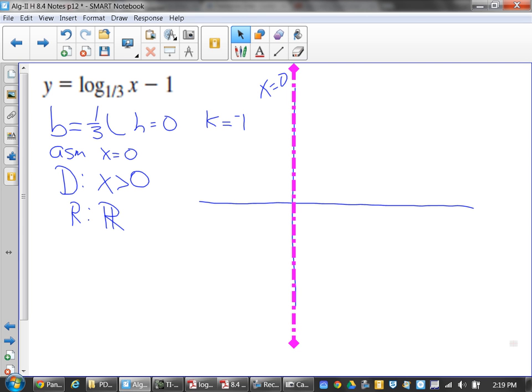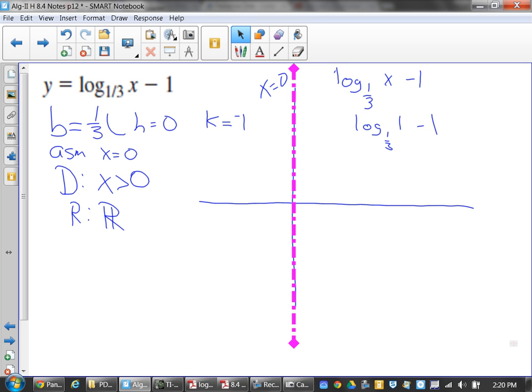Now I need to figure out ordered pairs. And this is where it gets weird. What I want to do is use my log rules. I want to pick a value of x here that makes it easy to use. If I use 1, if I use log base 1/3 of 1, what do you get? You get 0.